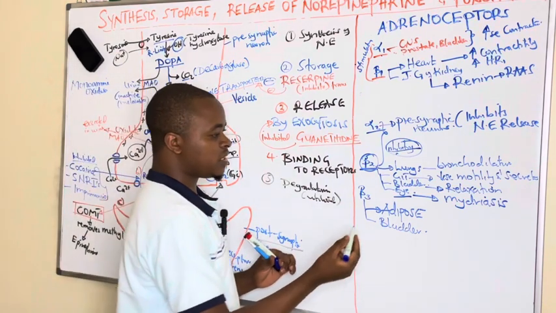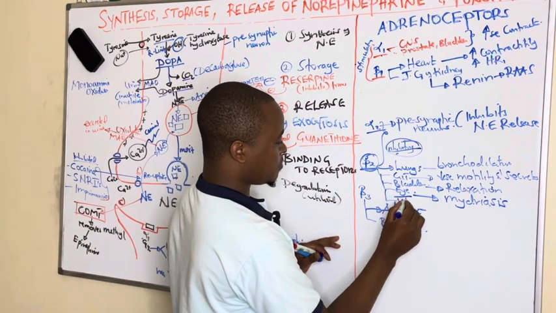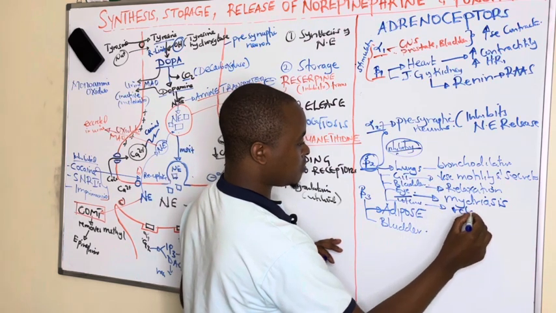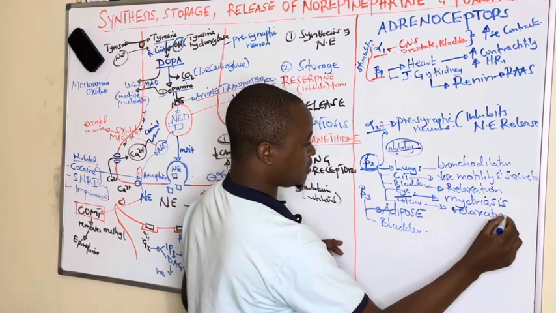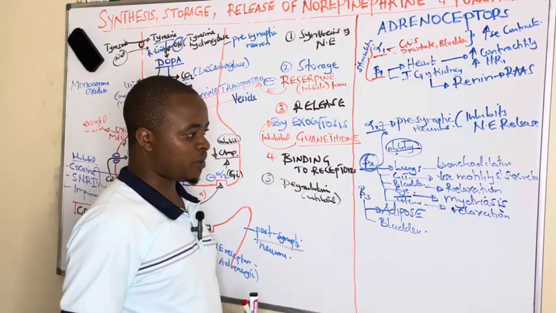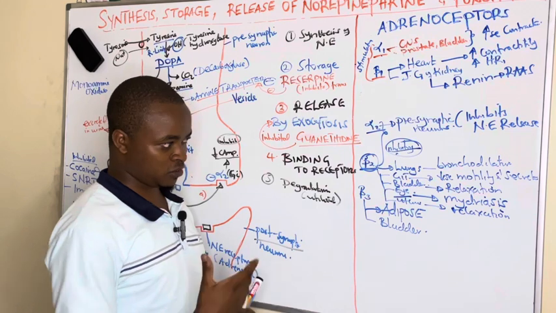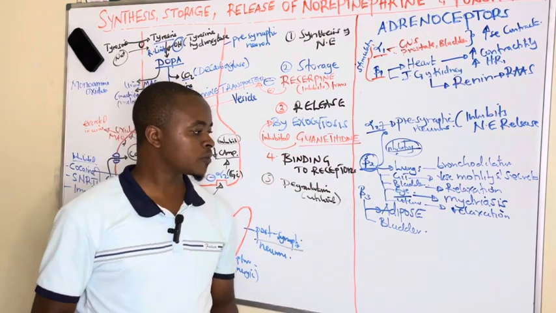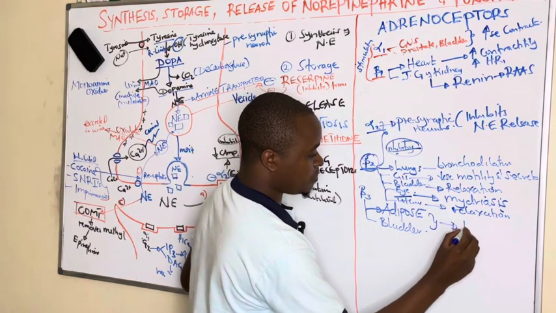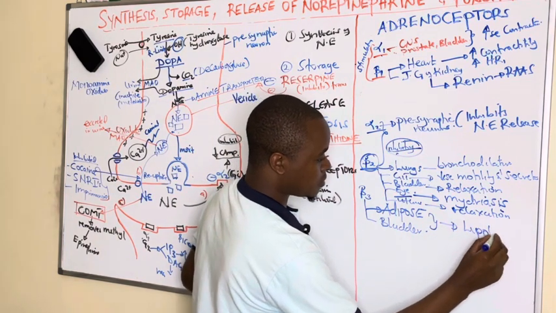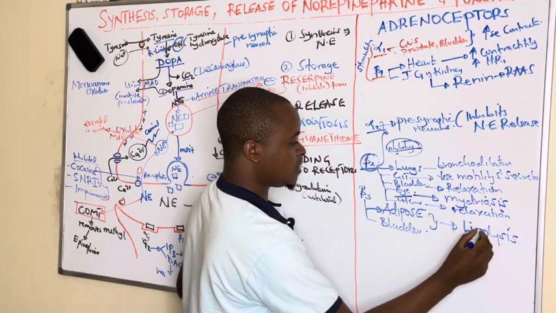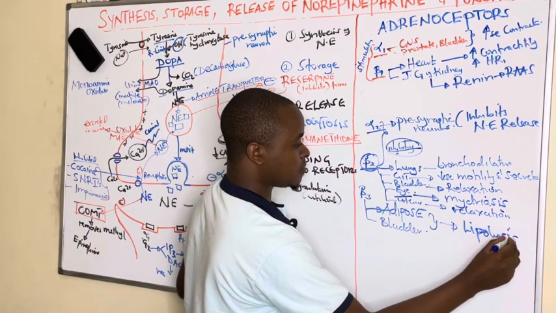When it is in the uterus, it causes relaxation of the uterus. When it is in the muscles of the penis, it can also lead to relaxation, so ejaculation cannot occur, or it is inhibited. Then in the adipose, it triggers lipolysis, that is breakdown of fats.